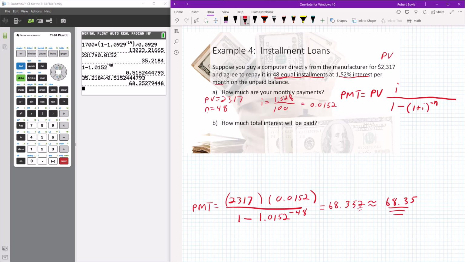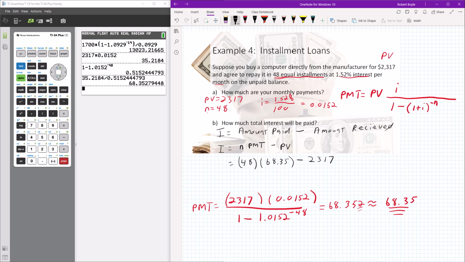Okay, the last thing we need to do is figure out what the interest is. Now, the interest, in terms of a loan, is always going to be equal to the total amount you pay minus the amount received. Well, the amount you received is the present value of the loan. That's how much you were given, $2,317. Now, the amount that you paid was your payment times the number of times you've made that payment, which in this case is 48. So the interest is going to be 48 times your payment, which is $68.35. You made 48 payments of $68.35 minus the amount you received, which was $2,317.